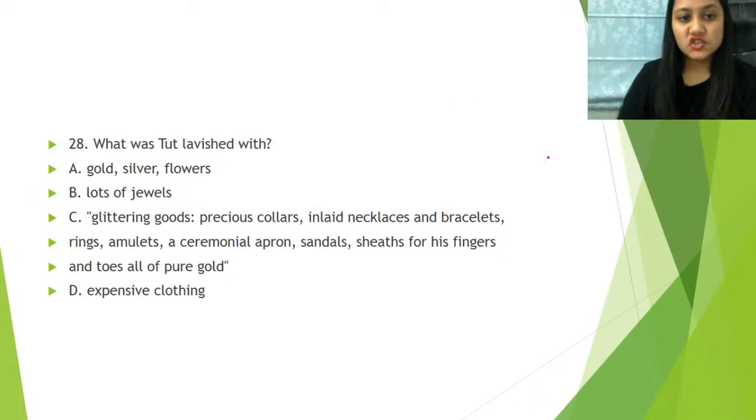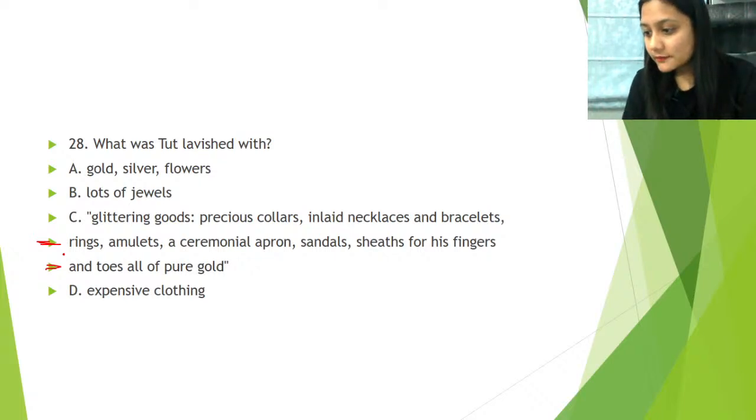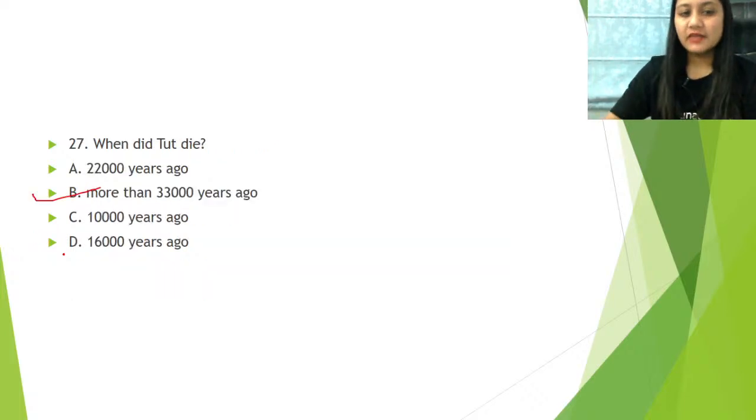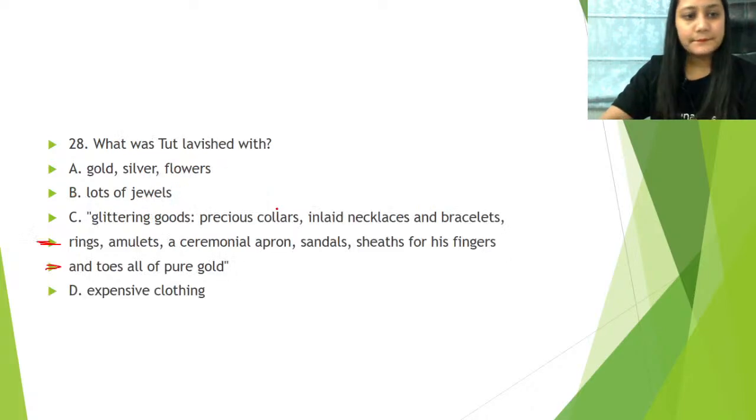Yeah. 28th question. What was Tut lavished with? Gold, silver, flowers, lots of jewels. Yes, Ayush, you know that perfectly well. Glittering goods, precious collars, inlaid necklaces, bracelets, rings, amulets. This point continues. There is no other point. A ceremonial apron, sandals, sheets for his fingers and toes, all made up of pure gold. Yes, Sujal, it is more than 33,000. So we choose this option, more than 33,000 years ago. Yeah. 28 is C. Perfect, guys. Entrepreneur, Ankit, Ayush, you guys are perfect with this answer. That is definitely C.